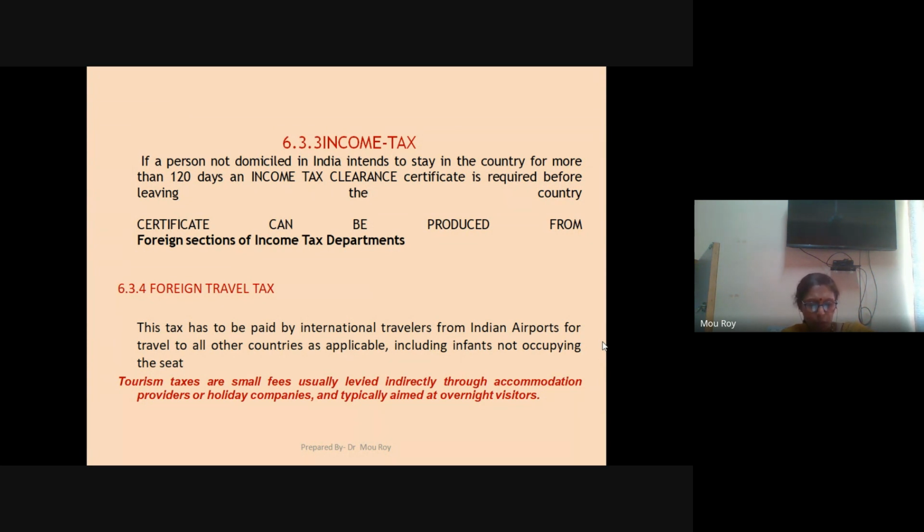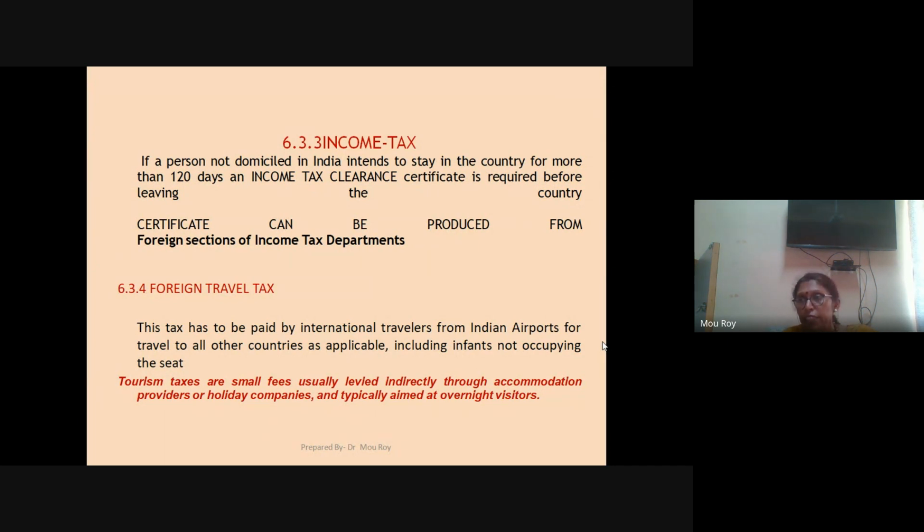Then one more thing I wanted to add over here. Some customs regulations, like income tax and currency, come under economic regulations. So what do we mean by economic regulations? Basically, the inbound tourist as well as the outbound tourist is subject to economic regulations, like currency. As I told you, tourists are not allowed to bring Indian currencies into the country or take them out of the country.